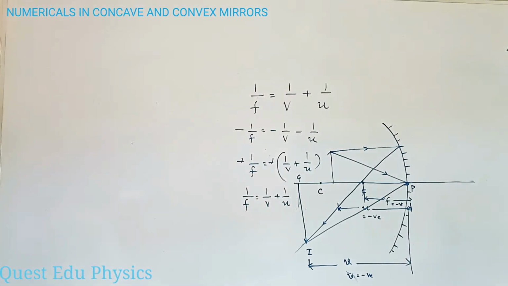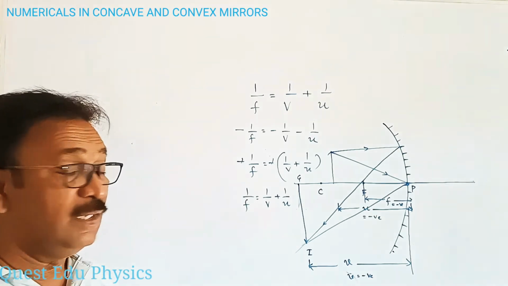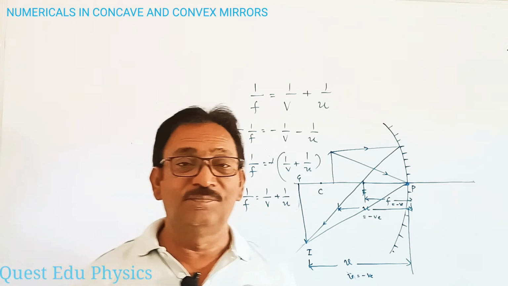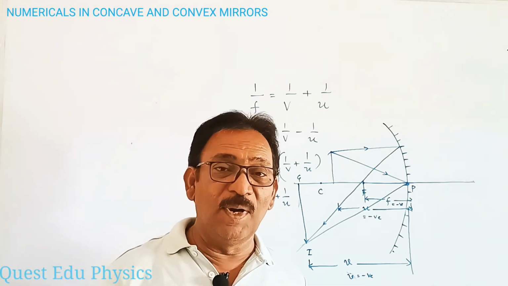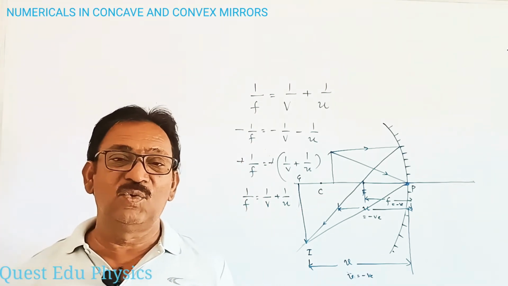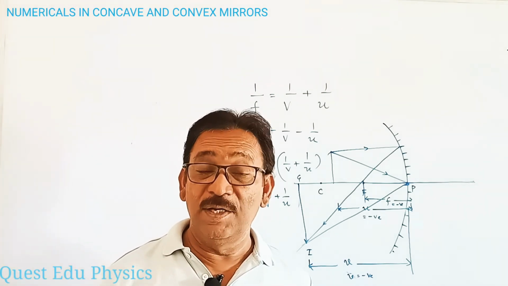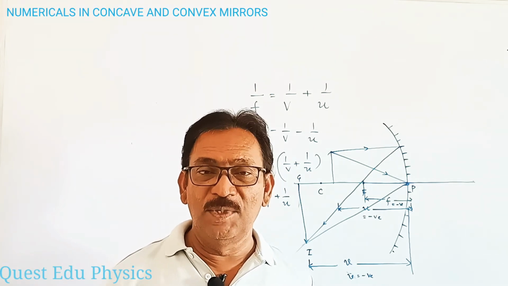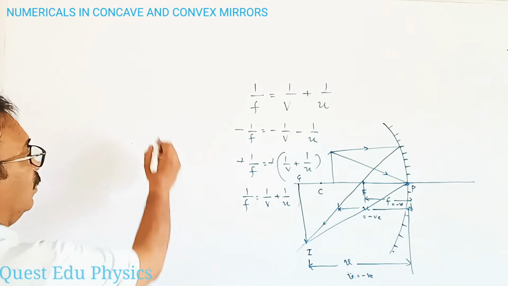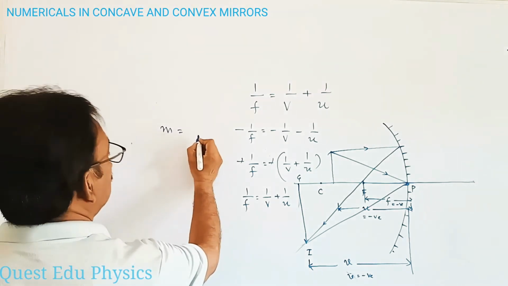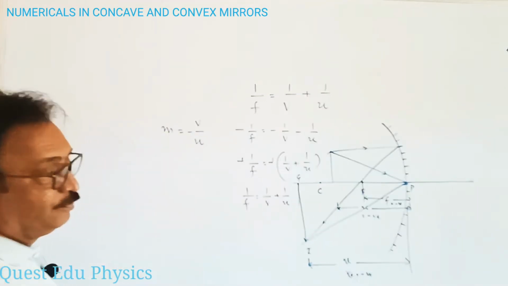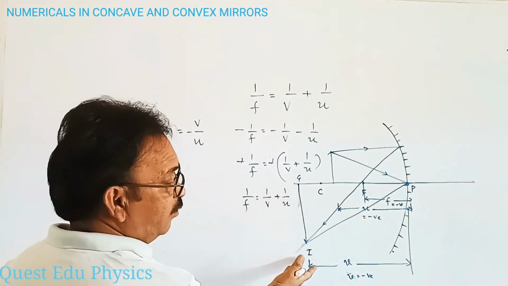Okay, students. Then the next important term here is the magnification. What is the magnification? Magnification is nothing but the ratio of image distance to object distance. The ratio of image distance to object distance is known as the magnification. Here, magnification can be found as m is equal to minus v by u. Here in this case, the image is inverted.